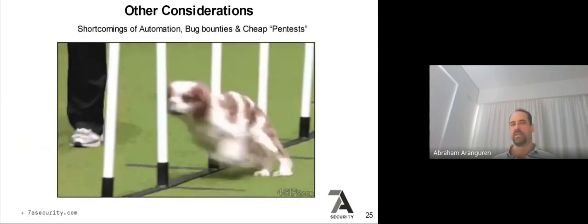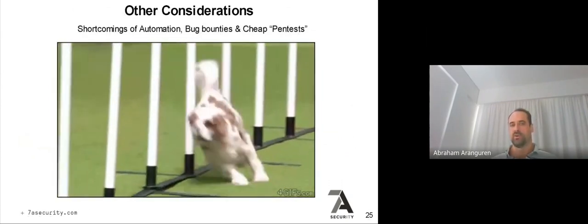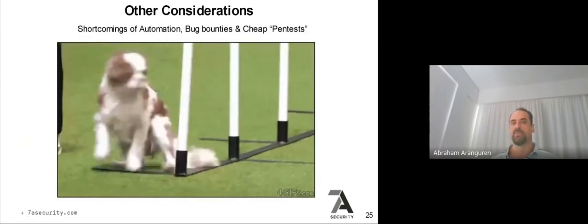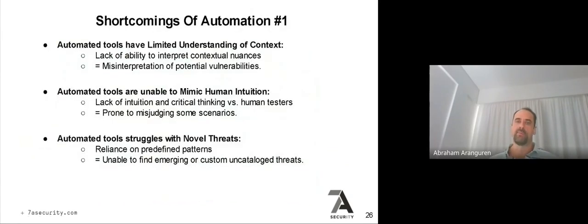Now let's talk a little bit about other considerations: shortcomings of automation, bug bounties, and cheap pentests, right? So what happens with automation? Automated tools have a limited understanding of context. They lack the ability to interpret contextual nuances. This means a misinterpretation of potential vulnerabilities because they don't know how the business works. Then, automated tools are unable to mimic human intuition, so the lack of intuition and critical thinking compared to human testers means they are prone to misjudge some scenarios, right?